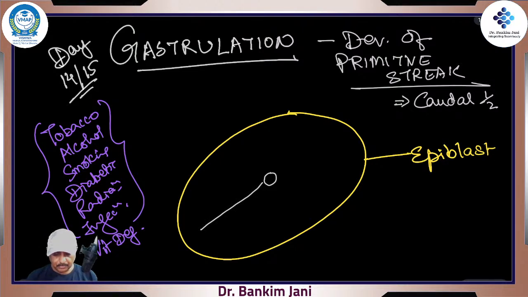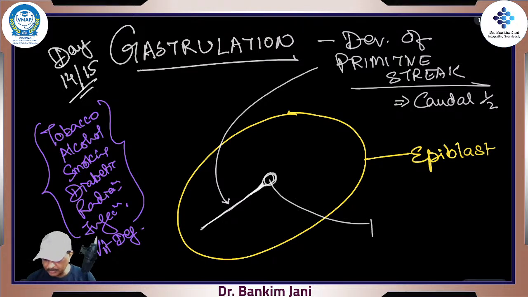This is what is called the primitive streak. Don't worry, we'll be going into more detail. And this is the head side. Because if this is the primitive streak, this is the head side. That head side is called the primitive node, and then there is a depression in between, that is called the primitive pit. So that is called the pit, and this prominent portion is called the node.